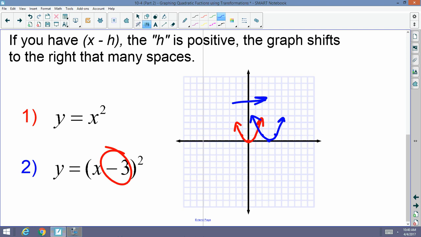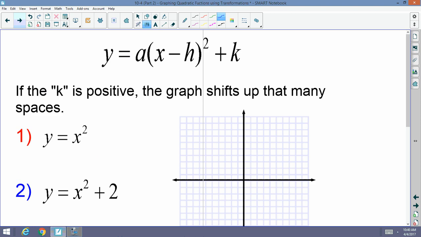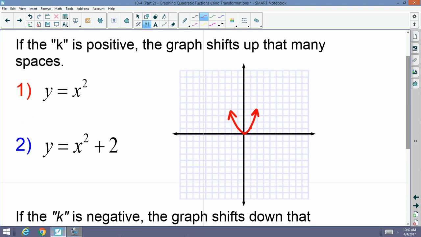Does that make sense, guys? Yes? Okay. Next, k. The k is a vertical shift either up or down. There's no opposites. If the k is positive, you shift up. If the k is negative, you shift down. So let's prove it. My parent function, y equals x squared, we got right here. And now I've got y equals x squared plus 2. Notice it's not with the x in parentheses, it's outside of the x. That's why it's the k.